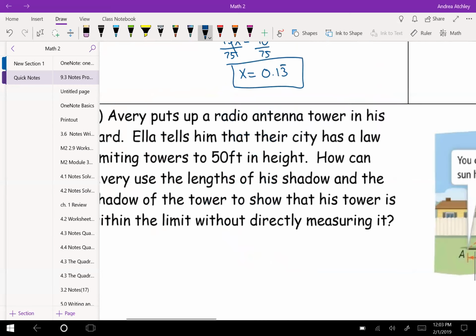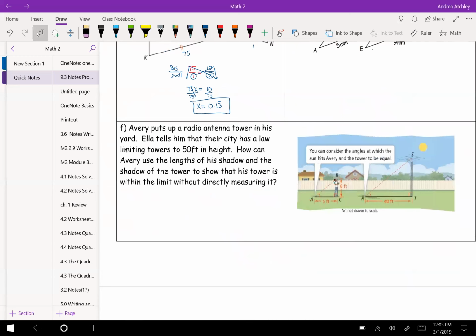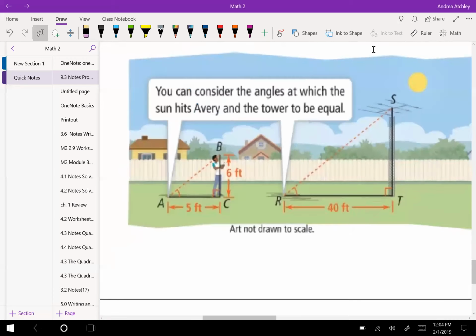Okay, we're gonna do another one similar to that. Avery puts up a radio antenna tower in his yard. Ella tells him that the city has a law limiting towers to 50 feet in height. How can Avery use the length of the shadow and the shadow of the tower to show that this tower is within the limit without directly measuring it? Well, it's really nice because they've given us similar triangles, right?